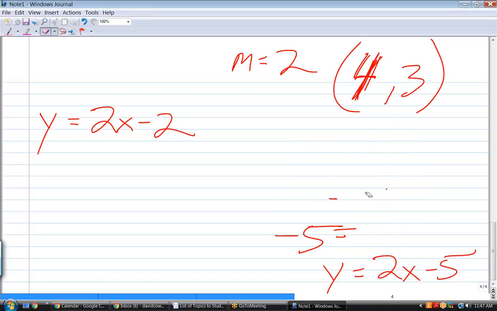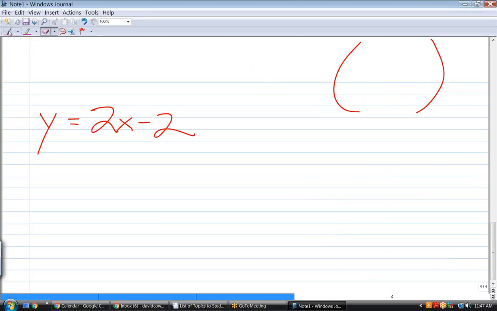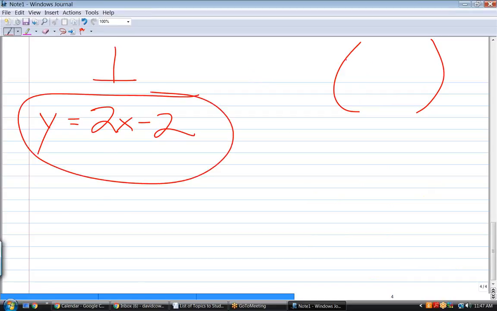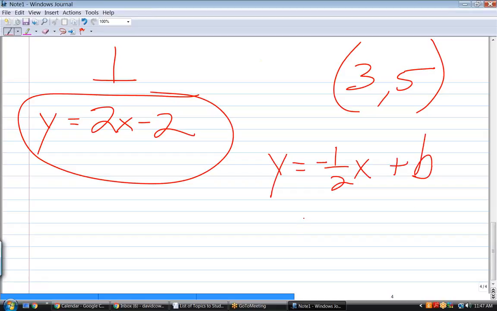Now, let's go back another step. Give me the equation of a line that is perpendicular to this line and goes through the point 3, 5. Okay, so for this one it would be y is equal to -1/2 x plus b to start out. And then the next one would be 5 is equal to -1/2 times 3 plus b.